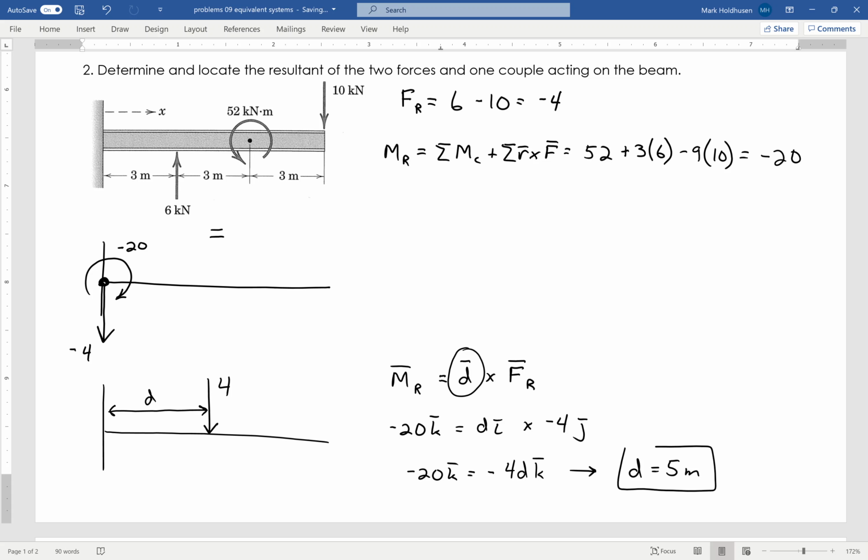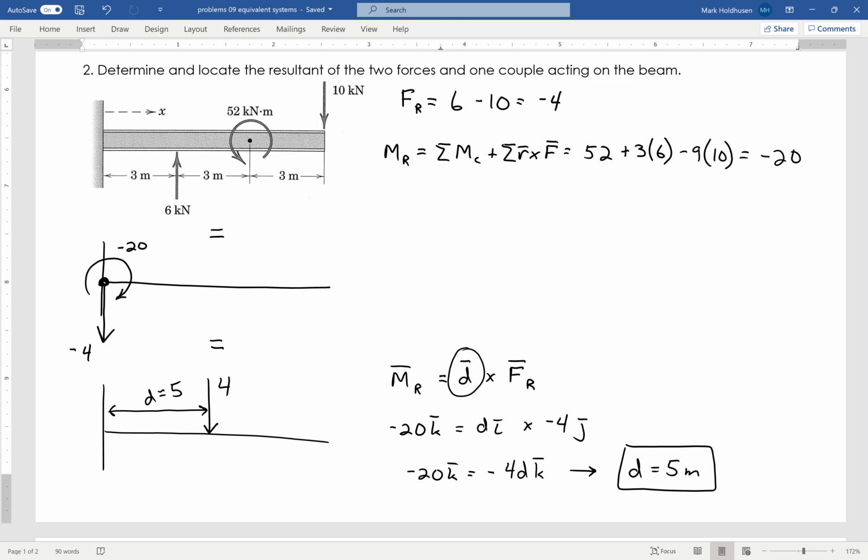So what I can do is this is also equivalent. So I can take those two forces and couple moment and reduce it down to a single force. Okay, that's located 5 meters from the end of the beam, and it has the same external loading effects as what I have at the original problem. So it's just a way to reduce it down to a single force.